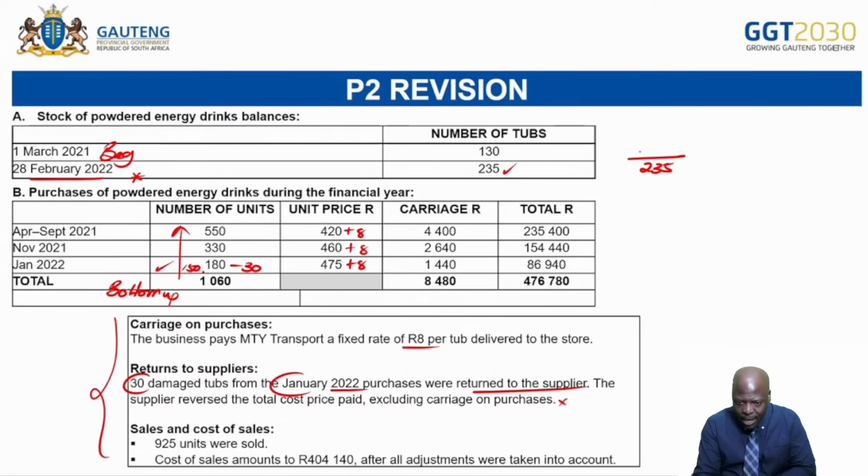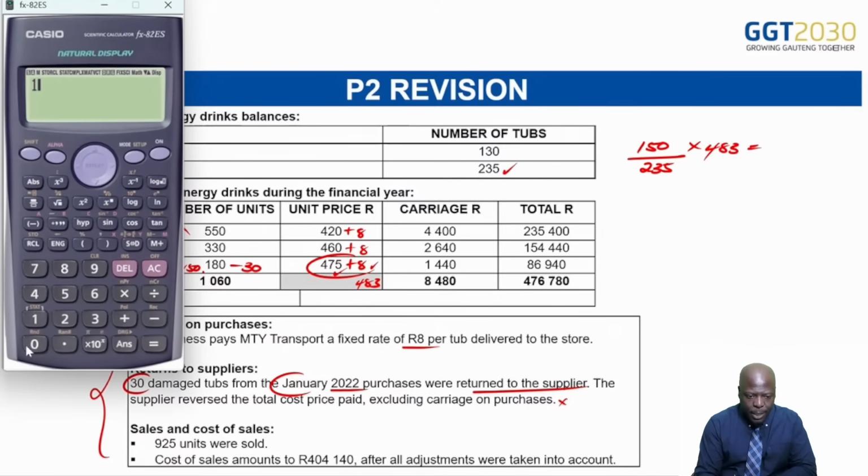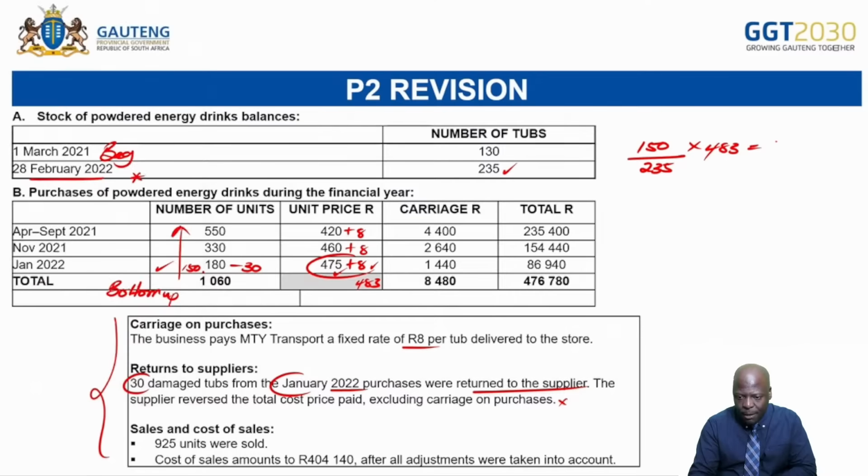So I come here, then I say 150 over here. And that 150, we multiplied by the total unit price here, which is 475 plus 8, that will give you 483. So I come here, I multiply by 483 over there. Okay, let's see how much that is going to give us. So that's going to be 150 multiplied by 483. And that would give me 72,450. Then it's 235 minus 150.